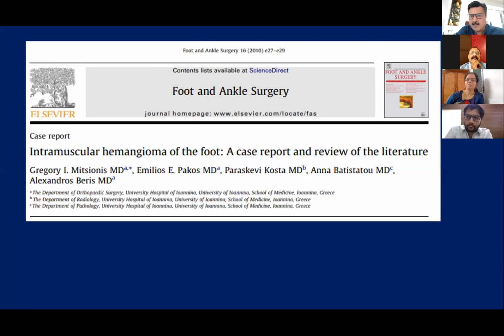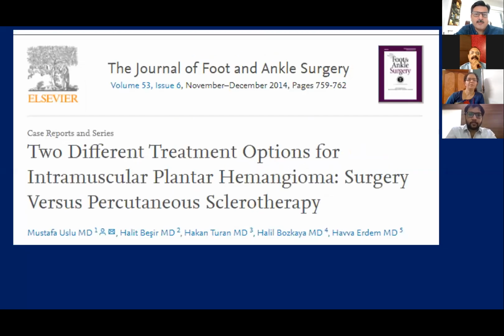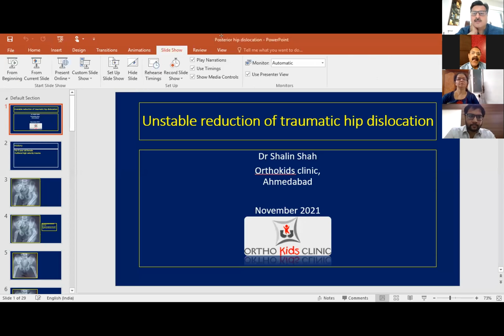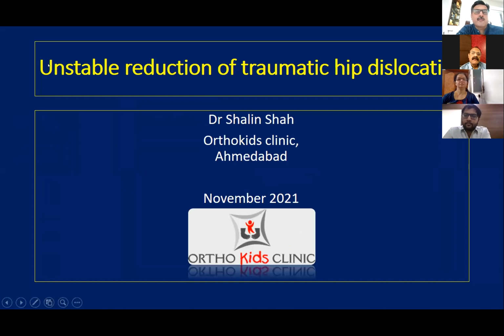Shalin, share the second case now. So the learning point from this case was that this is one of the differentials of foot pain in a child. X-rays would be normal. I have very closely followed this family. They're very near relatives, and they are quite disabled. So we have to keep these differentials in mind. Let's discuss the other.